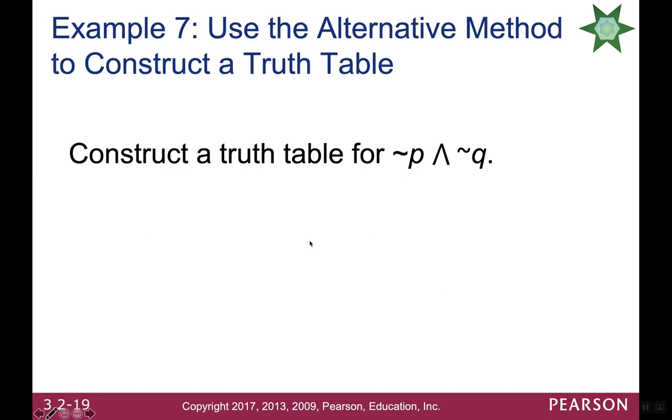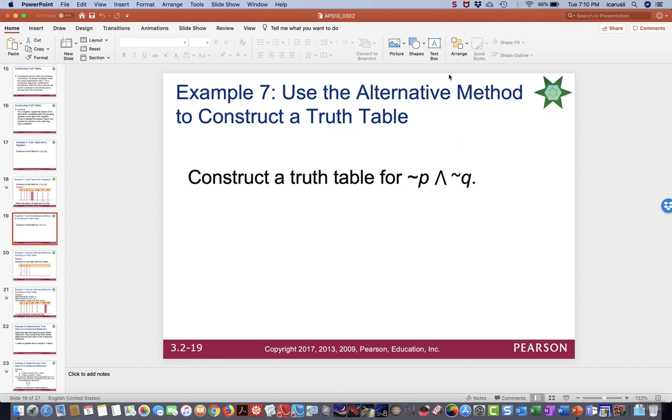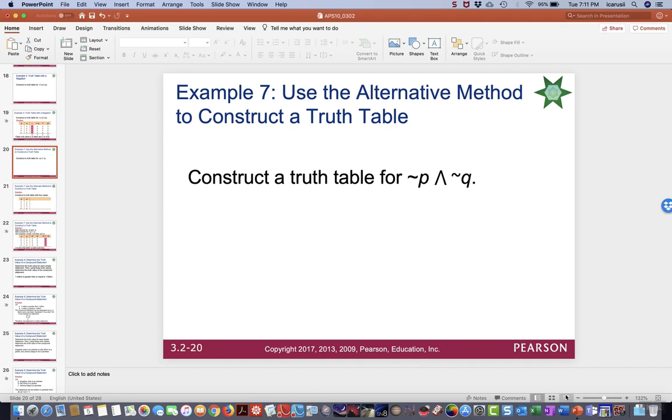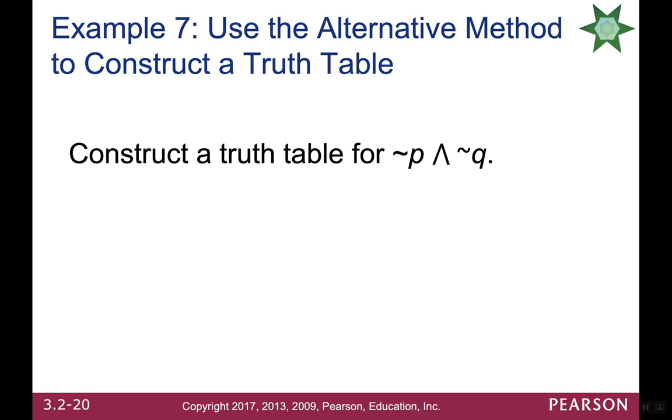Okay, so example 7. Use the alternative method to construct a truth table. Construct a truth table for not P and not Q. Okay, here we are again. Now, I must confess sometimes I will mix up the symbols. The upside down V is and, the right side up V is or.